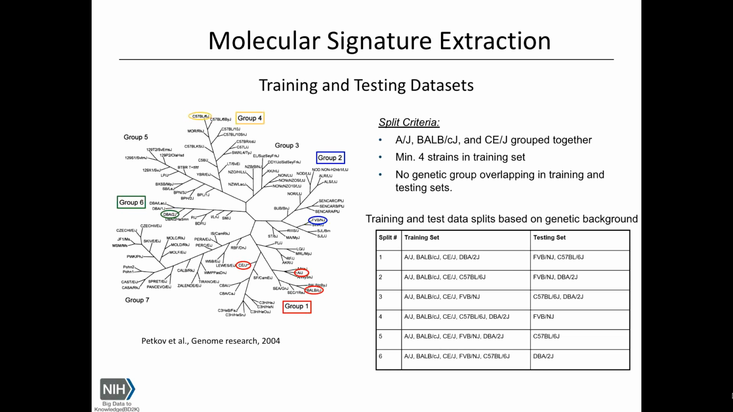So from applying this criteria, we produced 6 data splits based on that genetic background. And you can see in this table that each split has a different combination of the different strains.